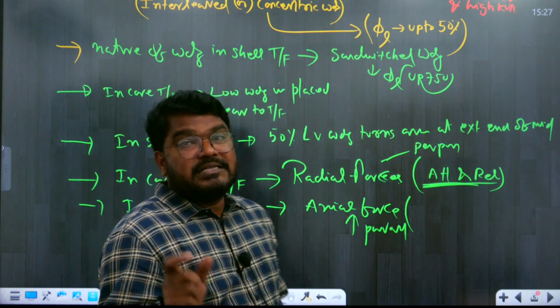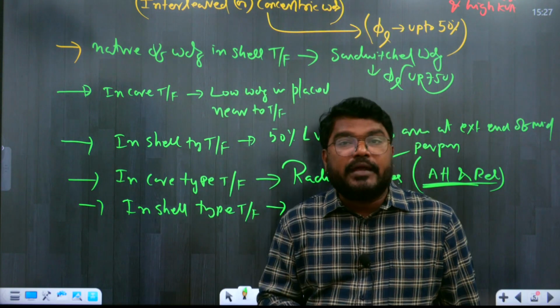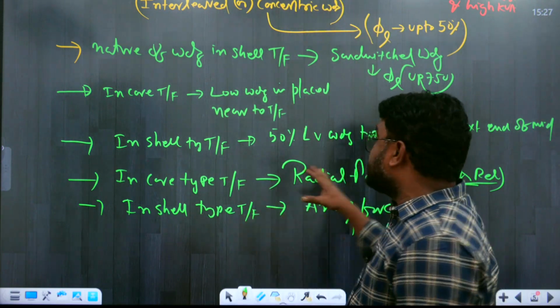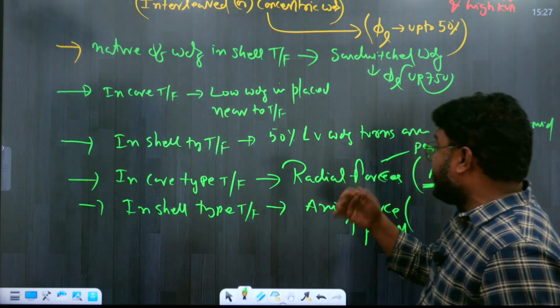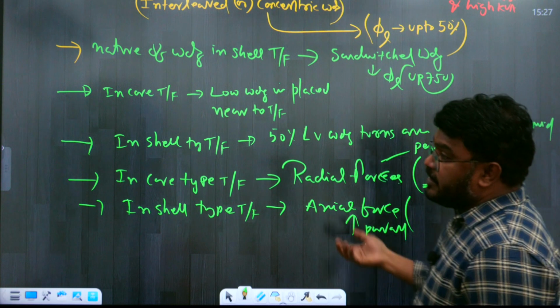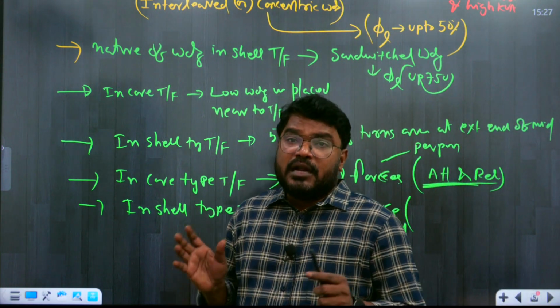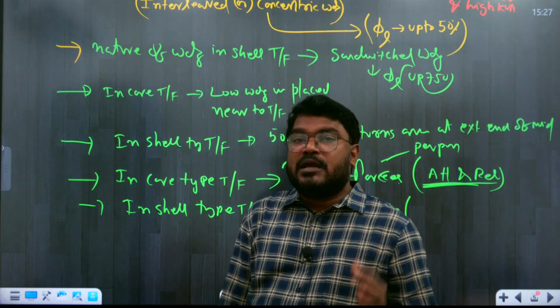Now, when will attraction forces occur between the two windings? If the two windings carry the current in the same direction, then attraction forces are developed between them. When the two windings carry the current in the opposite direction, then repulsive forces are developed between the two windings.